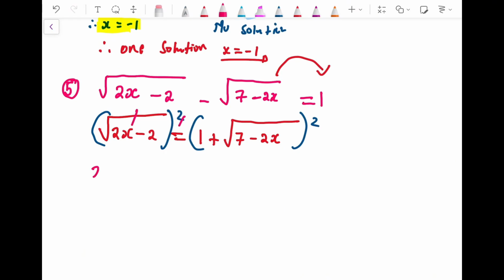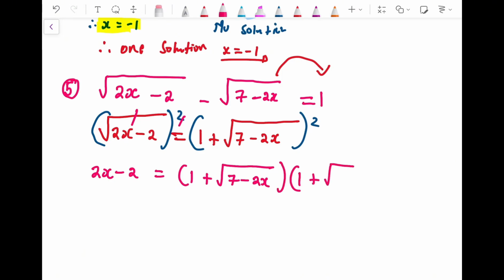So we are going to have 2x minus 2 is equal to, now we have 1 plus the square root of 7 minus 2x. Remember, squared means the bracket exactly as it is repeated twice. So we have 7 minus 2x. And then here we are going to remove the brackets again. So this is the same as 2x minus 2 is equal to, now we start.